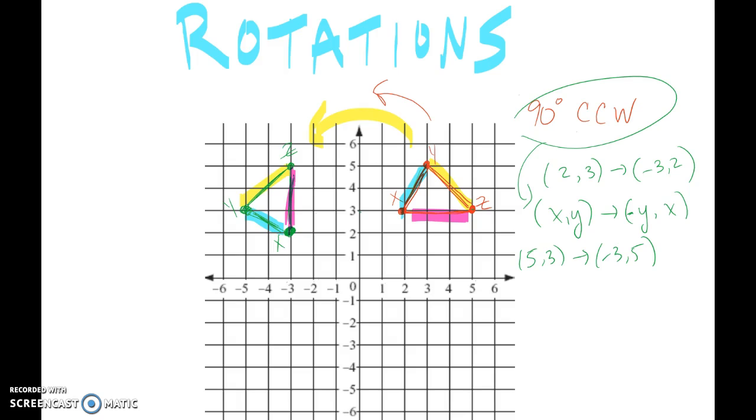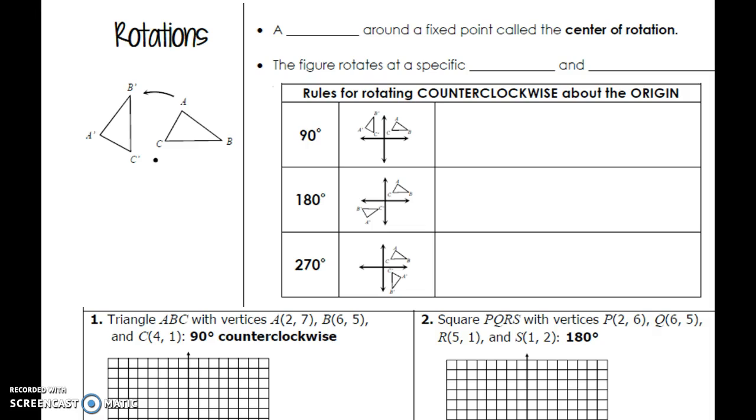We're going to go back and talk about 2 more, but we're going to do this with the notes guide that you have, okay? So if you go back to this sheet, we just talked about 90 degrees counterclockwise, and when that happened, basically we're just writing that rule, folks.